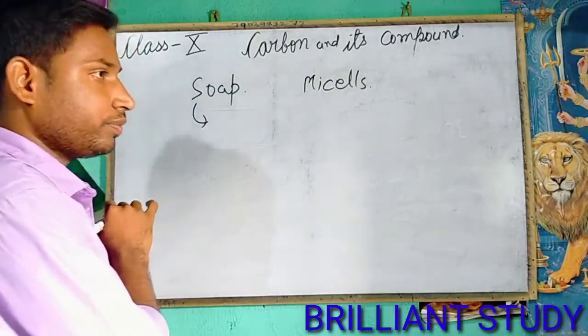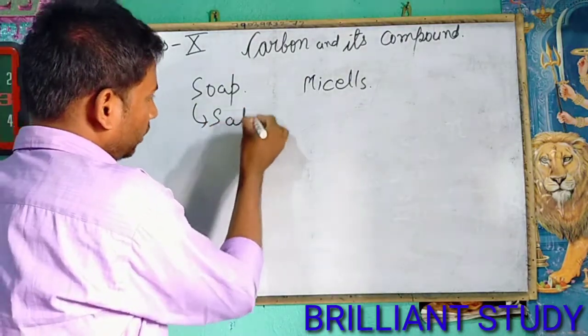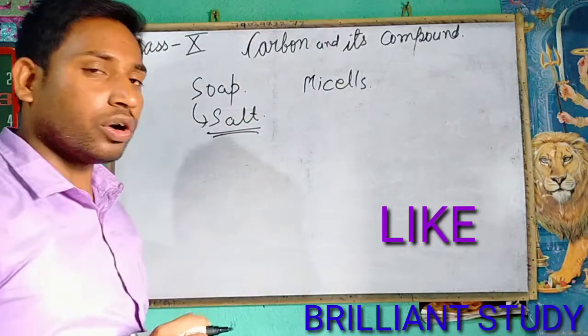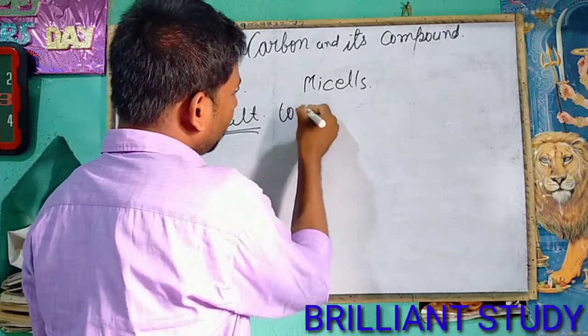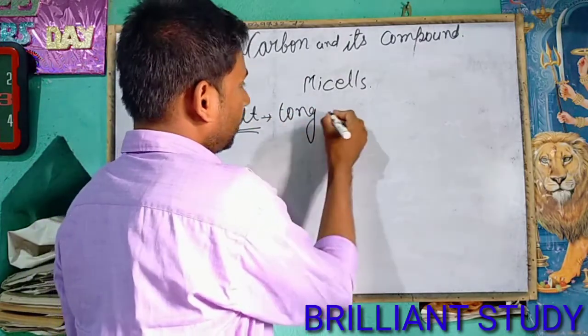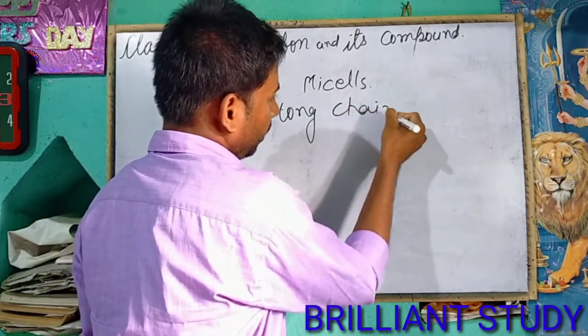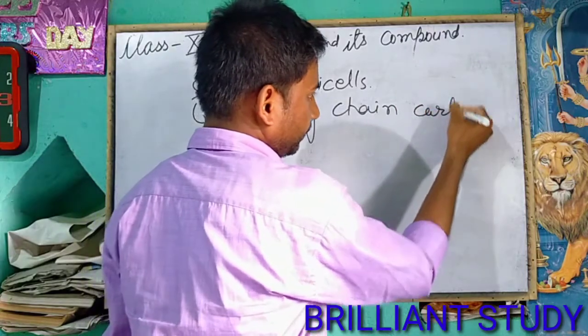What is soap? Soap is a salt. What type of salt? It is a salt of a long chain carboxylic acid.